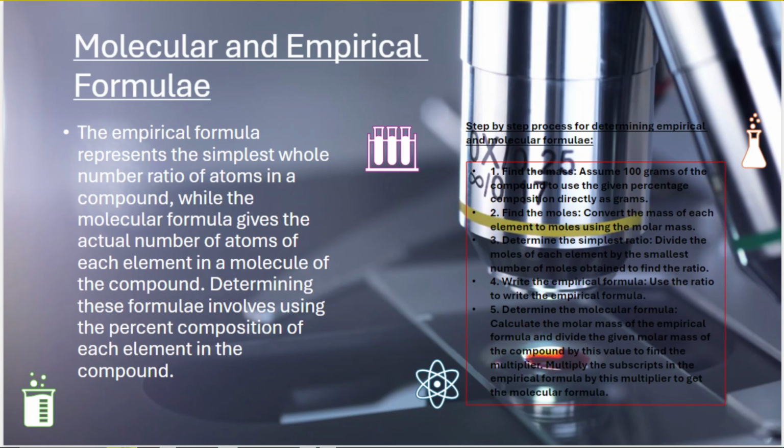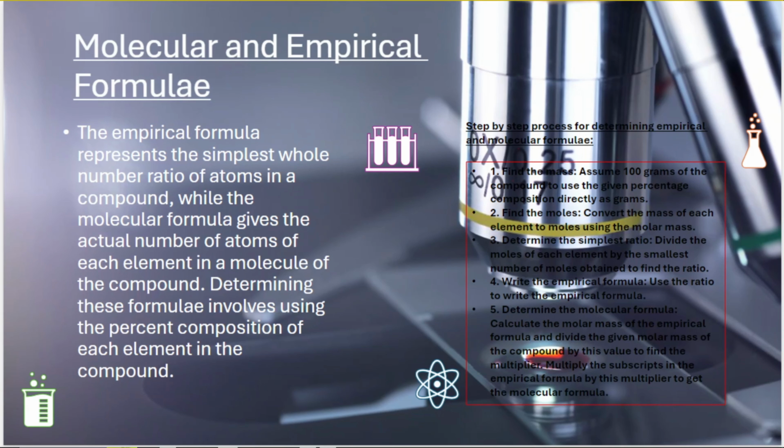Then step 2 says find the moles: convert the mass of each element to moles using the molar mass. So convert the mass into moles. We all know how to do that. And then step 3 says determine the simplest ratio. Divide the moles of each element by the smallest number of moles obtained to find the ratio.